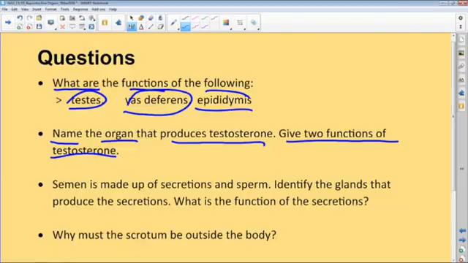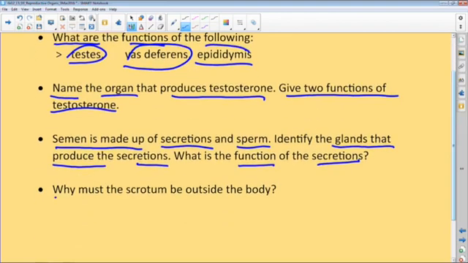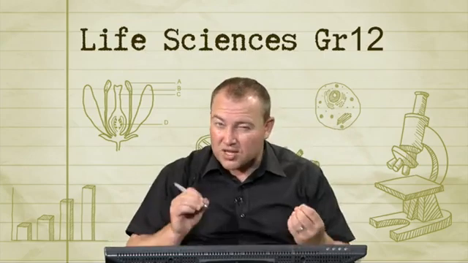Next one. Semen is made up of secretions and sperm. Identify the glands that produce the secretion. What is the function of the secretions? So I've put a bit of effort into that one, right? That's a difficult one. And then last one. Why must the scrotum be outside of the body? Scrotum, remember what that is. Okay, so I'm going to give you 3 minutes for that. Remember, work smart. Think about it carefully. Put pen to paper. Off you go.